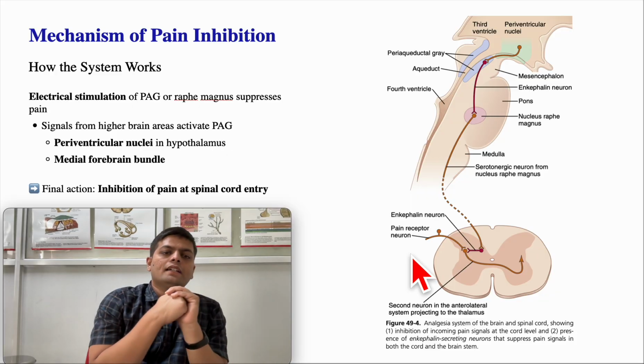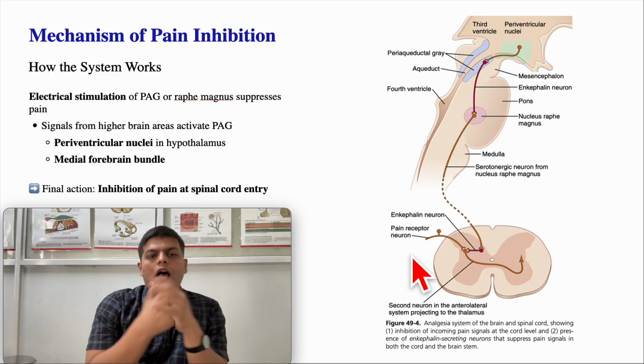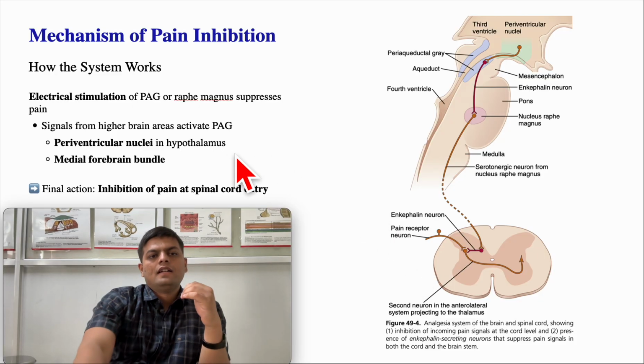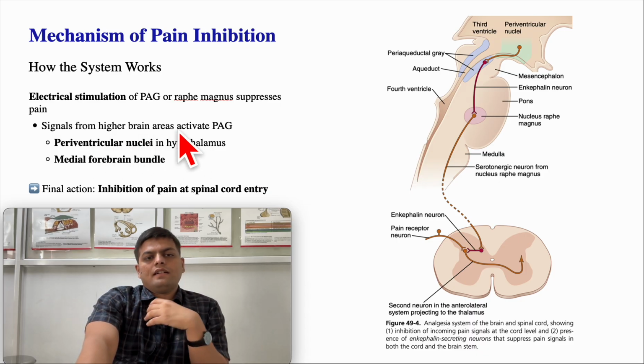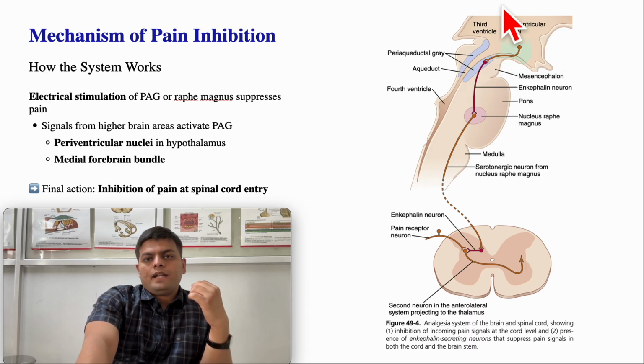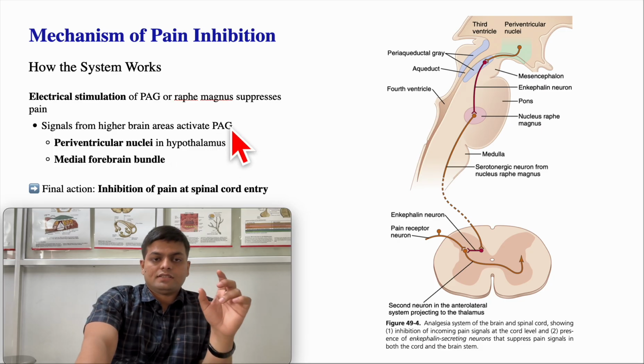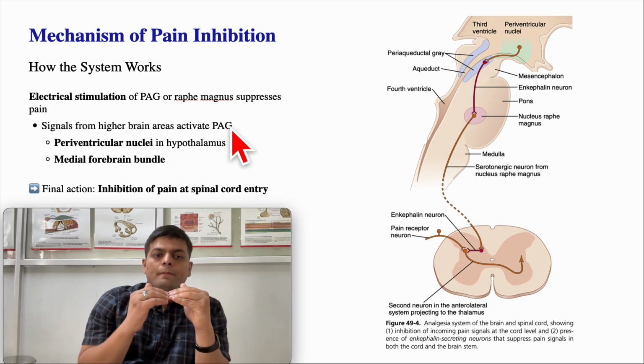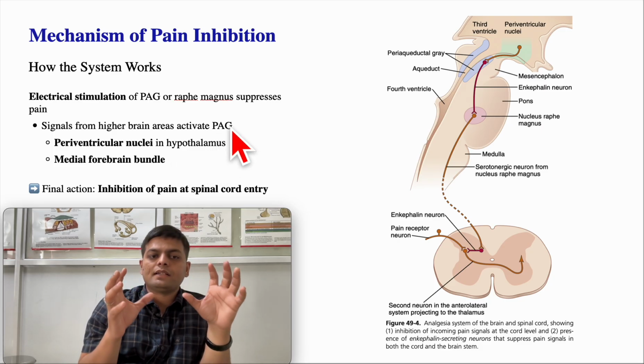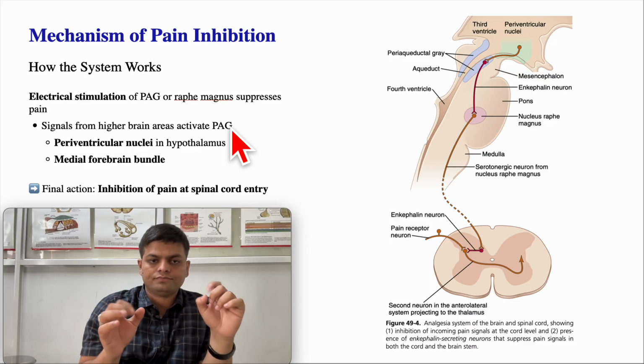Interestingly, higher brain areas, not higher brain centers, it's higher brain areas like periventricular nuclei and medial forebrain bundle, both are located in the hypothalamus, can activate this system, thereby enhancing the pain suppression at the level of spinal cord.